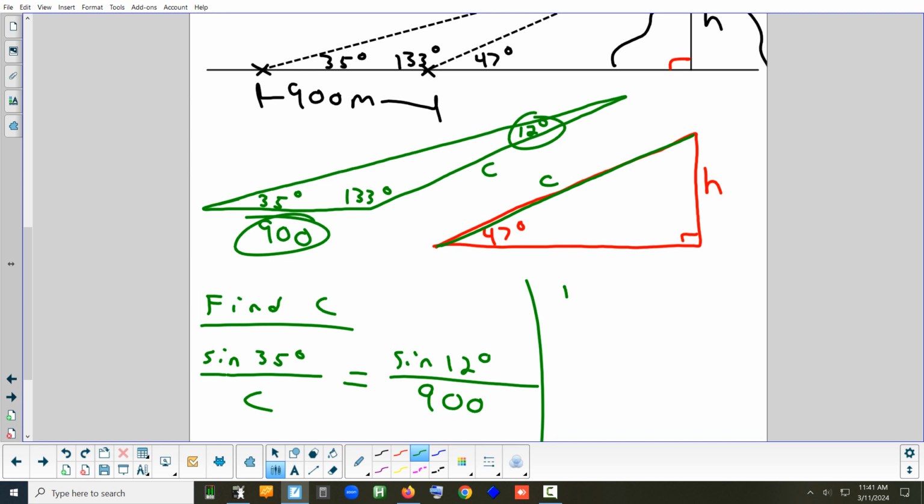How can you find H? Somehow using the 47 degrees and the C. Yep, what trig function would you use? Couldn't you do the same? Well, you could do law of sines again, but this is a right triangle, so we don't have to make it that complicated now. We could use SOH CAH TOA to finish that off. What trig function would you use? Sine, cosine, or tangent?